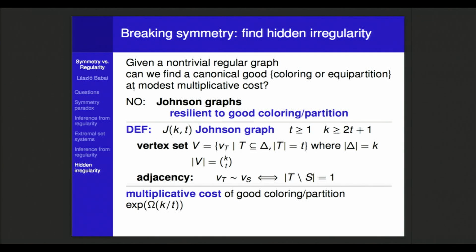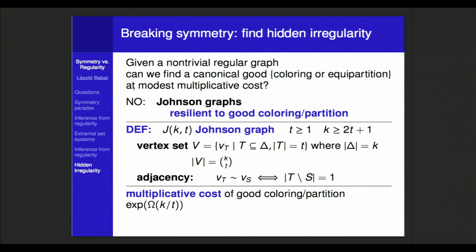Now, t can be small. t equal 2 is an important special case. If t is equal to 2, then basically k is about the square root of the number of vertices. So we have square root in the exponent. Graph isomorphism for 33 years stood at exponential in square root of n. This is one major bottleneck that was immovable. And so we should not underestimate what this means here. So think of the case t equal to 2, then this is exponential in square root of n.